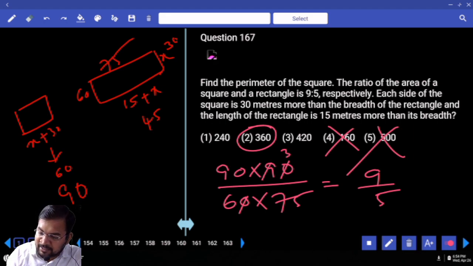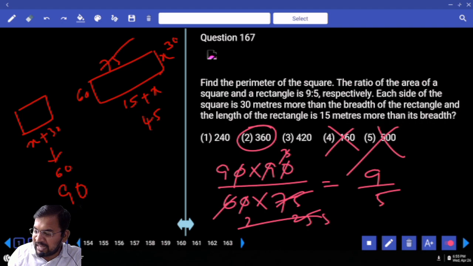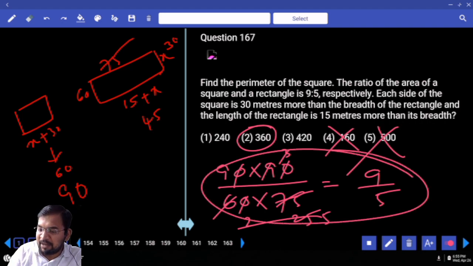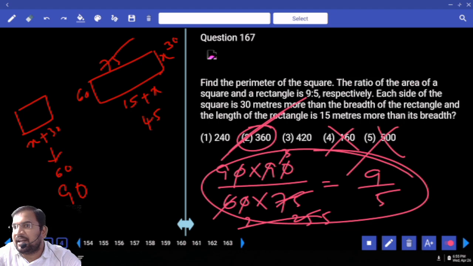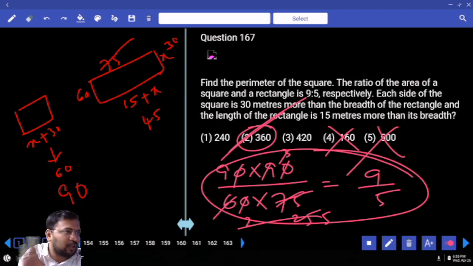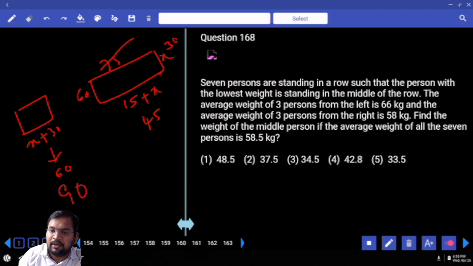Next, 3 3s are 9, 3 25s are 75, 3 1s are 3, 3 2s are 6, so this is 50. The 0 gets cancelled, nothing but 5 only. 9 by 5 only. Your answer is 360. If you go for the quadratic equation, definitely it will take some time. All of you clear? So don't go for quadratic equations. Next.